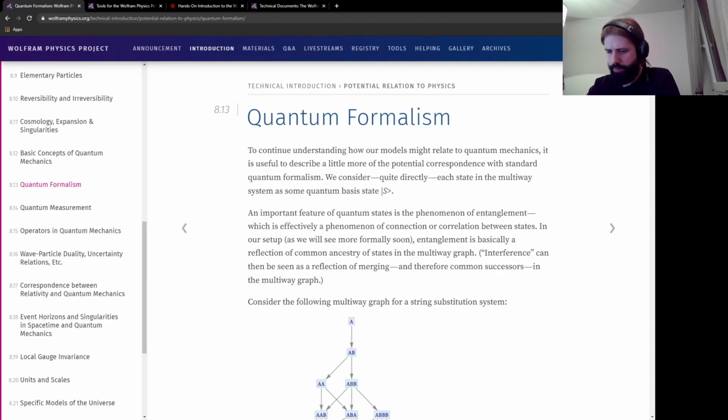Anyway, so to continue understanding how our models might relate to quantum mechanics, it is useful to describe a little more of the potential correspondence with standard quantum formalism. We consider, which we don't know, right? I've spent quite some time going through the quantum computing stuff, and therefore some of the quantum basics are there, but the full quantum formalism is something that I haven't really explored, and that's the whole purpose of these, right?